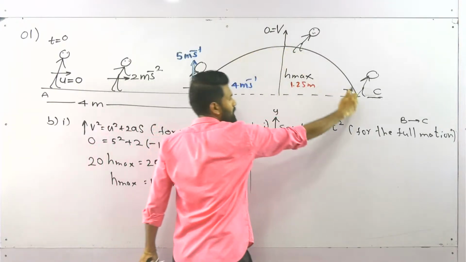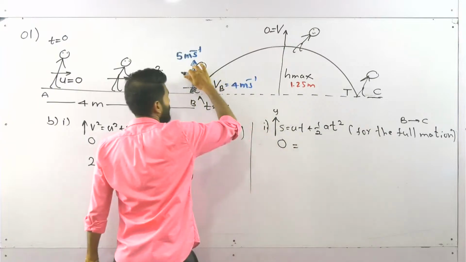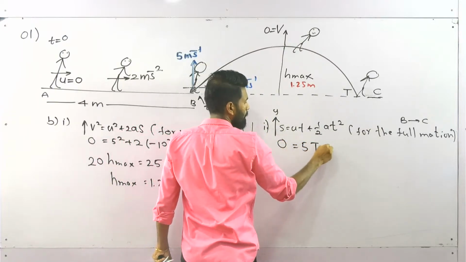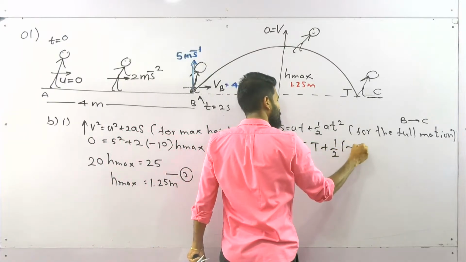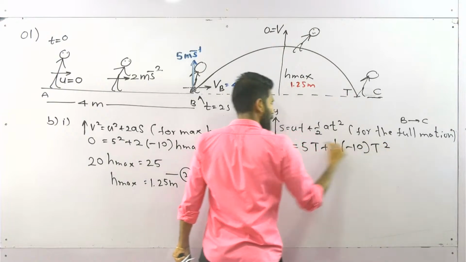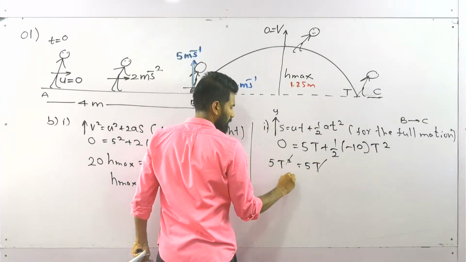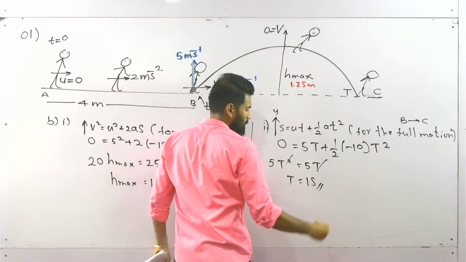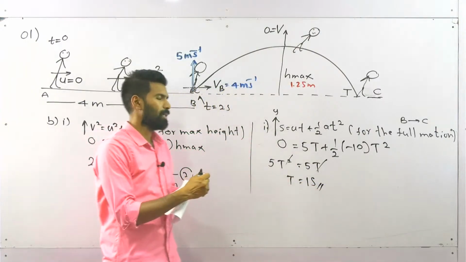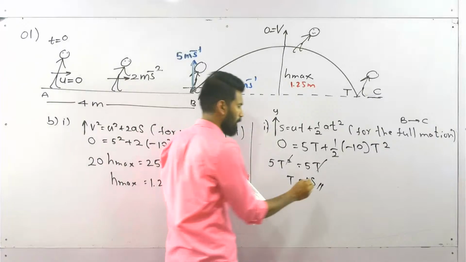Applying S equals ut plus half at square to the y direction, the y coordinate has become 0 again when she reaches the same level. Initial velocity upward is 5, flying time t. Half, with acceleration of gravity minus 10, t square: 5t square is equal to 5t. So her flying time is equal to 1 second. Okay, I gave 1 mark.